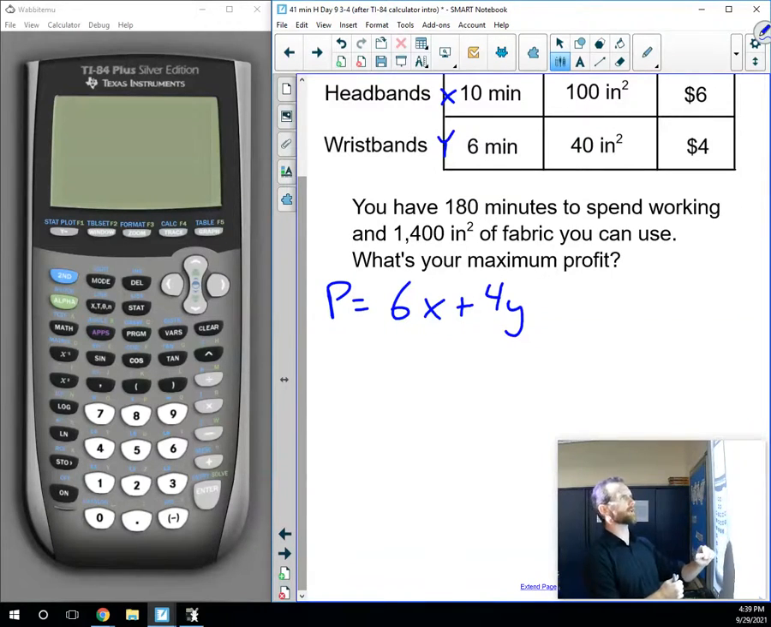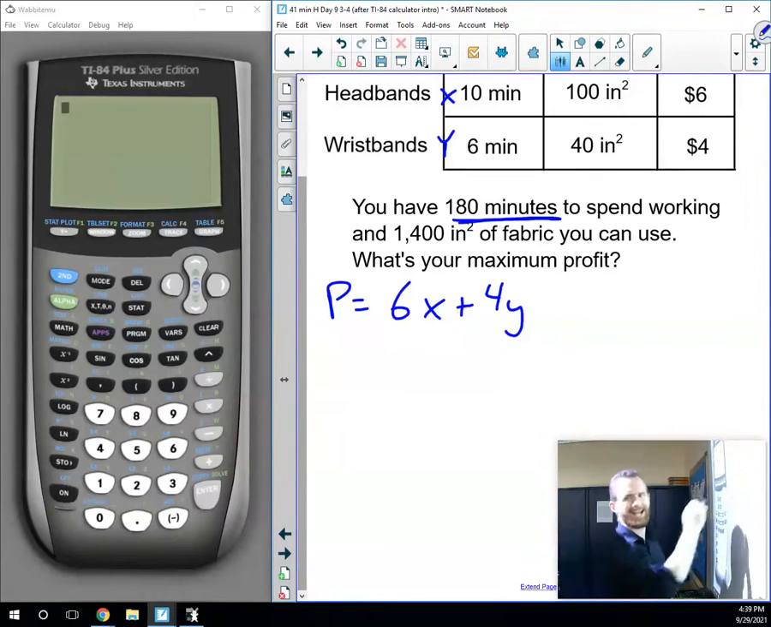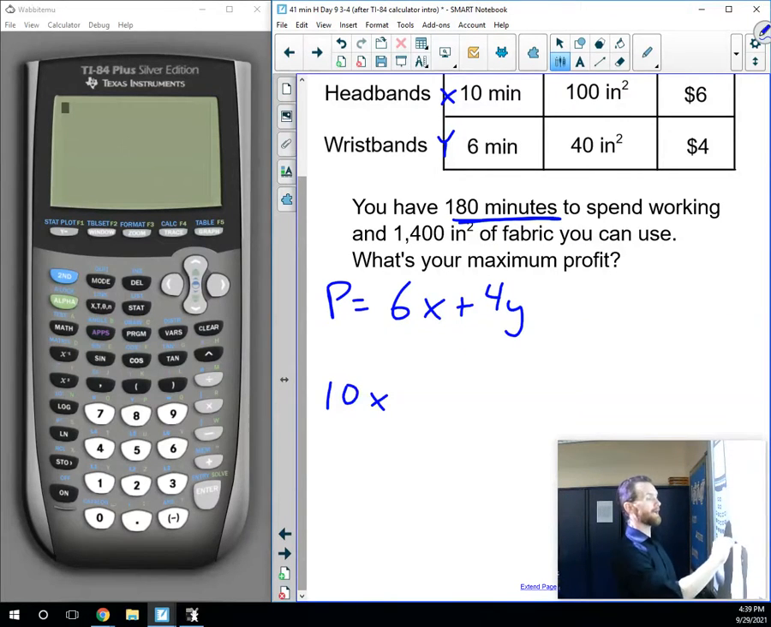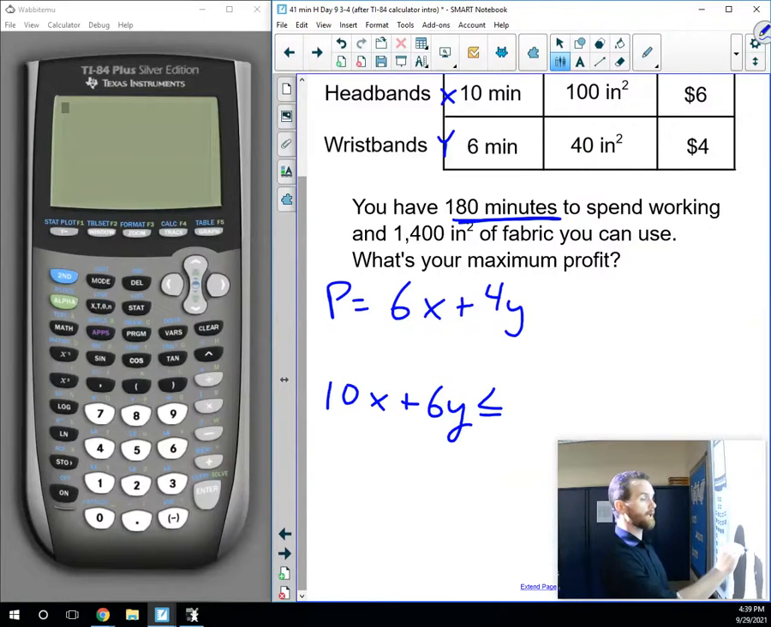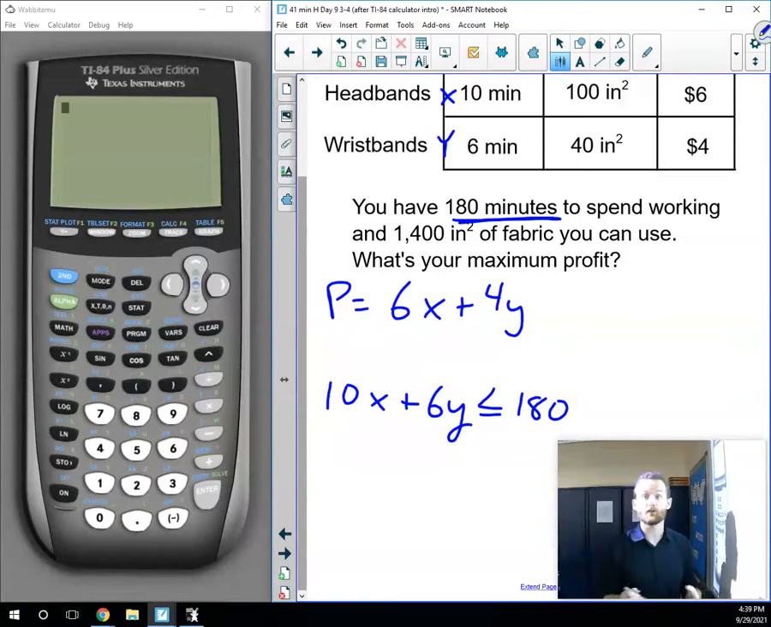All right, now we need our constraints. So the first limitation is the amount of time we have to work. So the amount of time we spend working is going to be less than or equal to 180 minutes. If it takes 10 minutes per headband plus 6 minutes per wristband, that's got to be less than or equal to 180. So there's our first constraint.